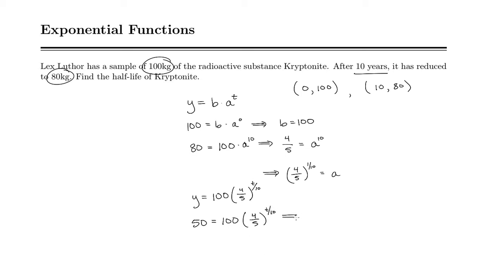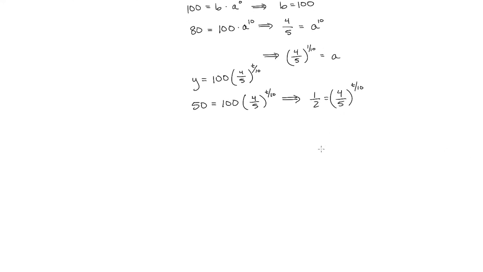So I'll start by dividing by 100. I get 1/2 equals 4/5 to the t over 10. I'm trying to solve for an exponent. So to do that, we take logs. I'm just going to take a natural log here. So the natural log of 1/2 equals the natural log of 4/5 to the t over 10. And then, from our log rules, exponents can come out in front. So that's actually t over 10 times the natural log of 4/5.